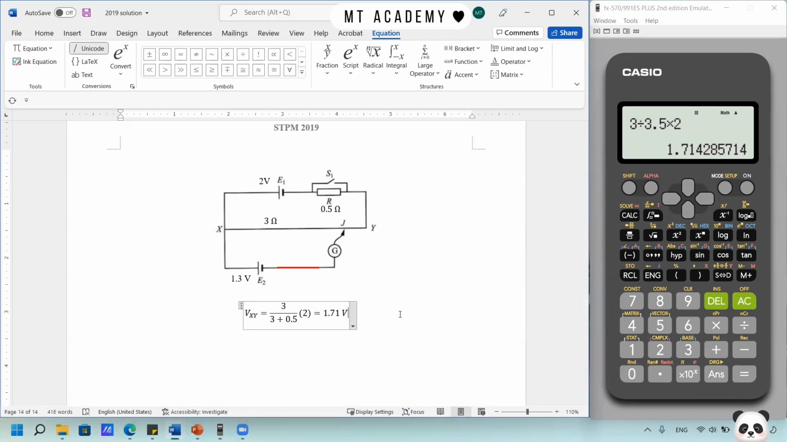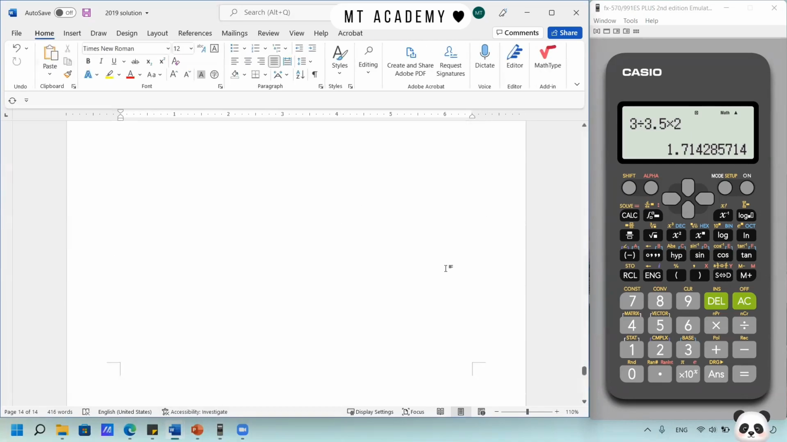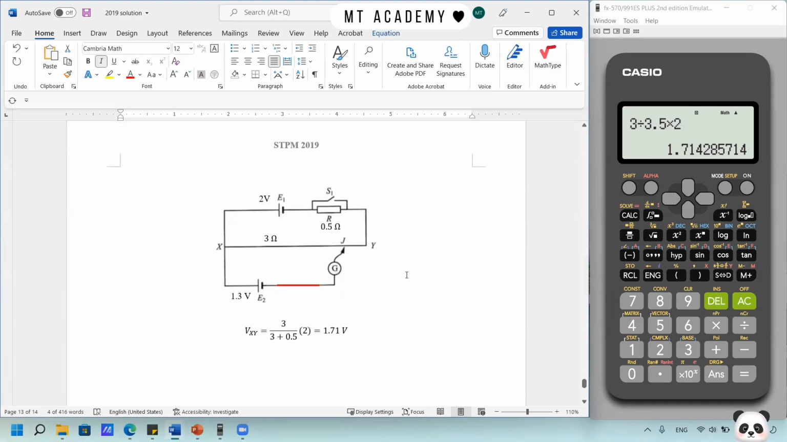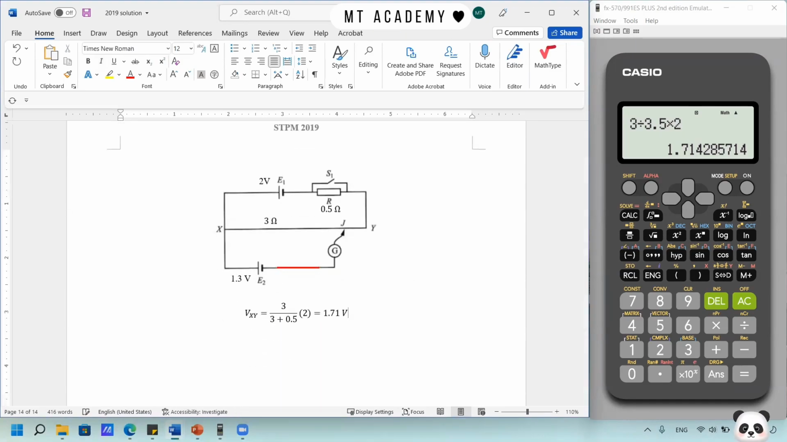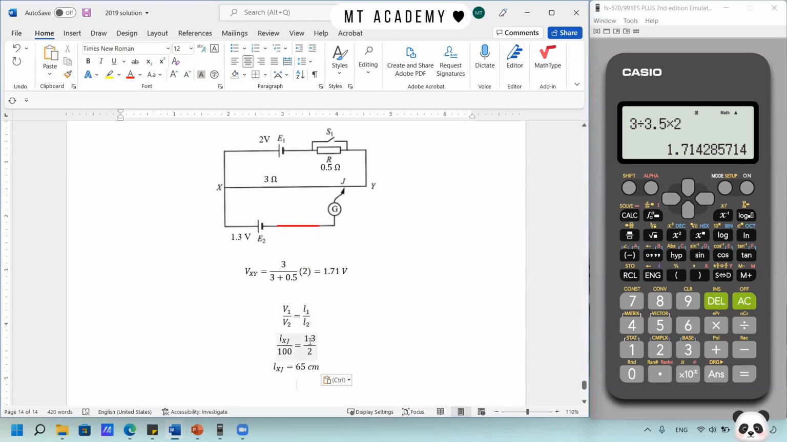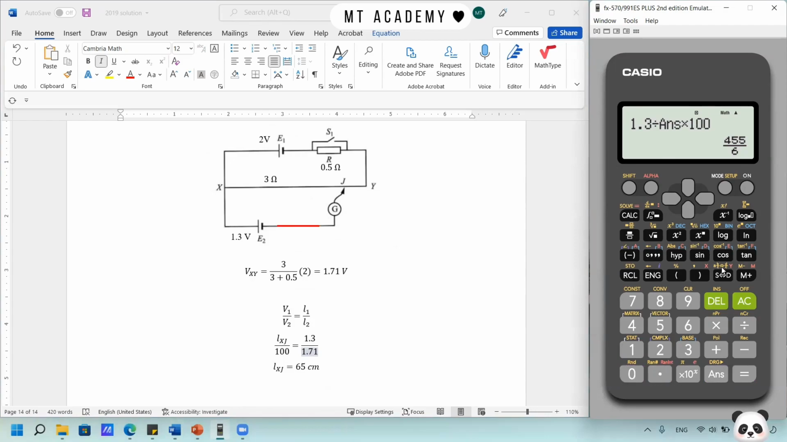Then we repeat the same thing and do the ratio, except that the voltage between X and Y is now 1.71 volt. We are still looking for 1.3 volt because there is no resistor here. So 1.3 divided by 1.71 multiplied by 100 gives us 75.8 centimeter. This would be the new length.